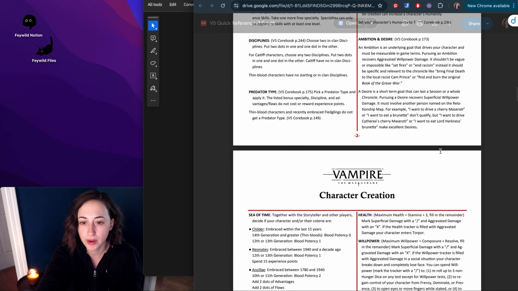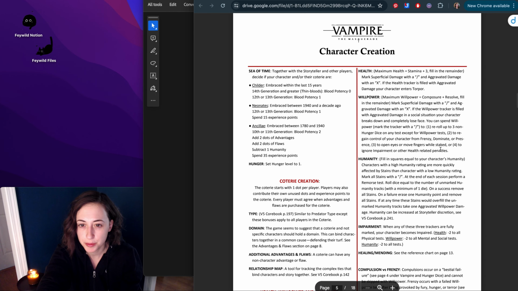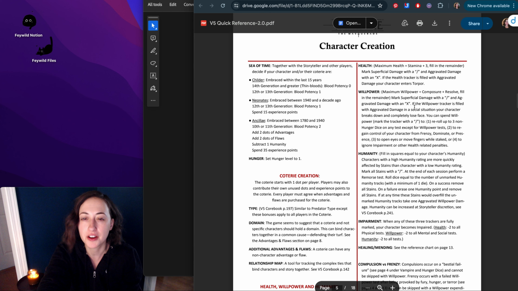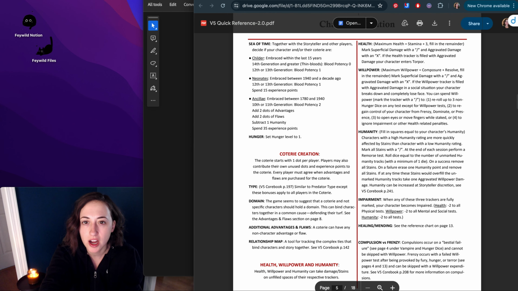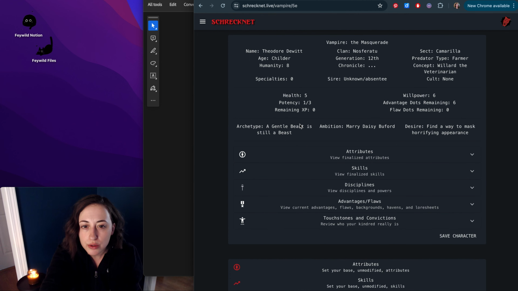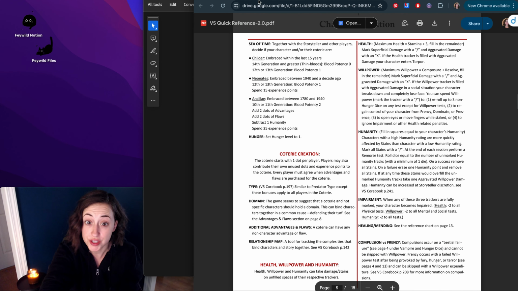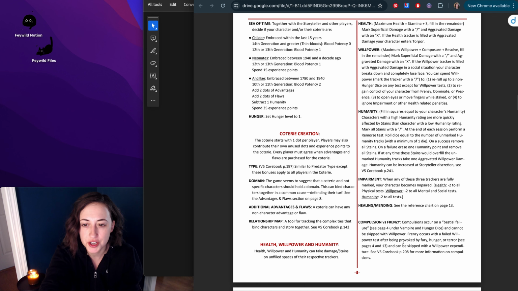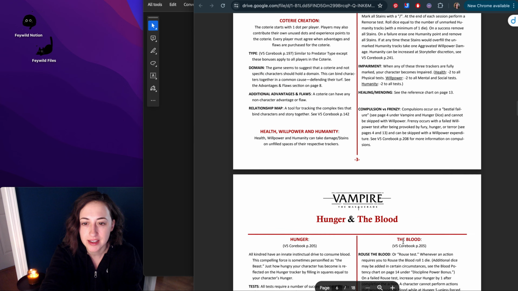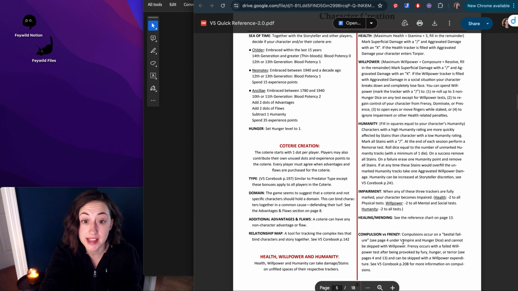And so at this point, you have gotten pretty much everything, and it tells you how to calculate your health, your willpower. I think it just does it automatically for you. Yeah, so that's already done if you're using ShrekNet. So at this point you've started to get pretty much everything that you need to choose for just yourself. But after that, with the other players, you'll choose Coterie related things.